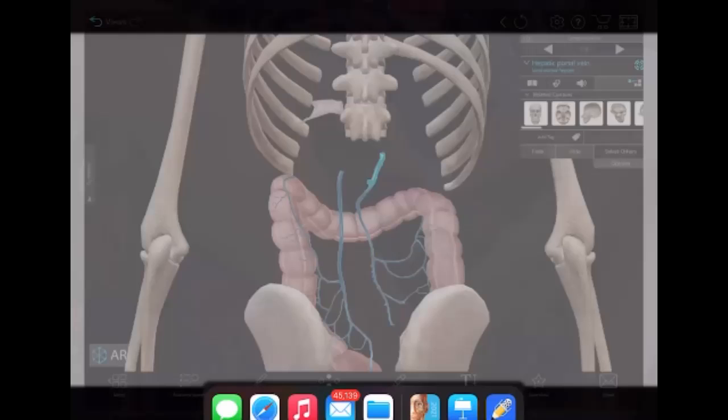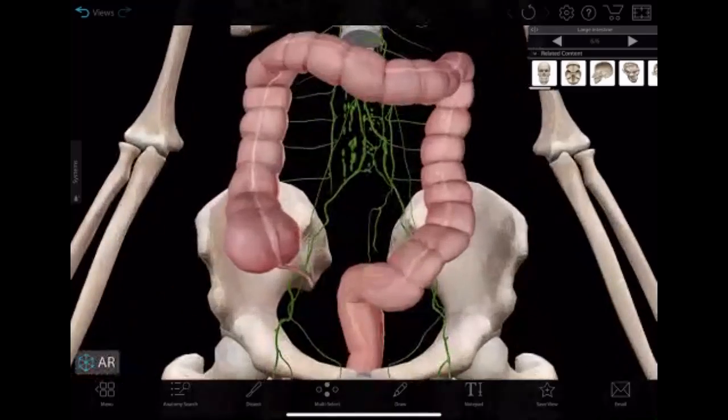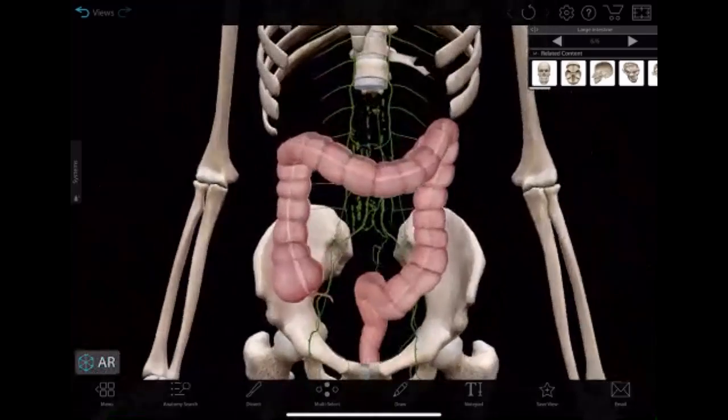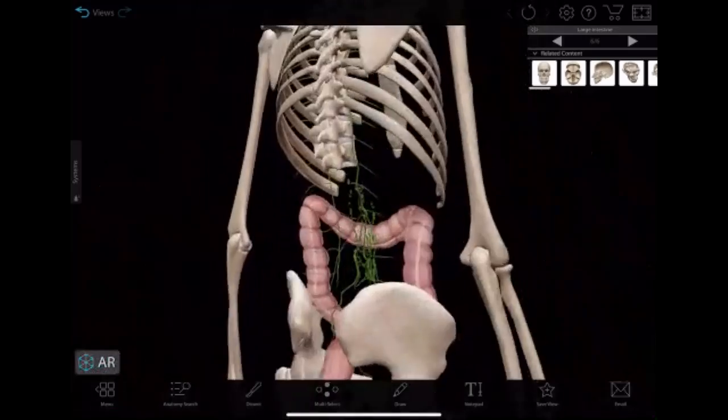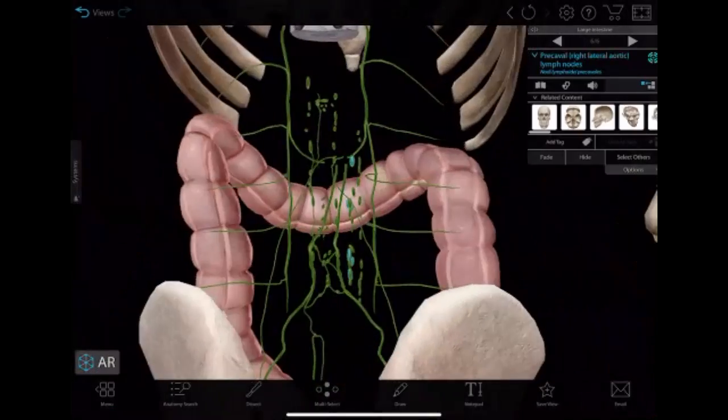that is the overview of the large intestine. Let me know if you have any doubts. Right.